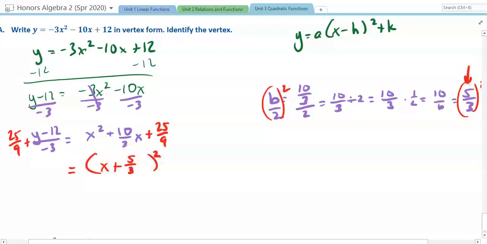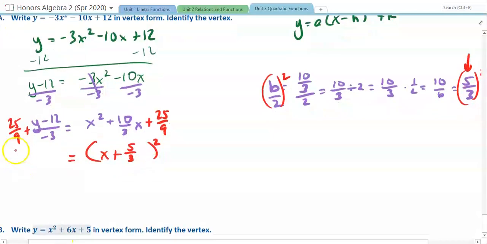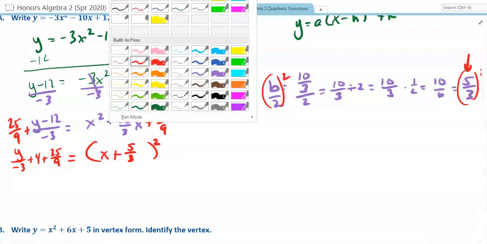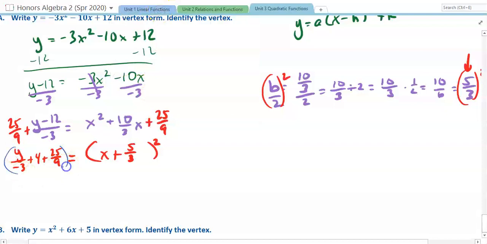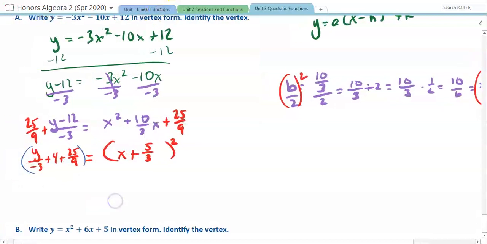The right-hand side gets to be a little tricky. So I've got the y over negative 3. We could reduce this to plus 4, and then plus the 25 over 9. Again, we've got some tricky stuff going on here, but I'm going to show you a little trick. If I multiply both sides by this negative 3 that's here, that's going to get this pesky negative 3 gone on this side, but it will still multiply to the others.